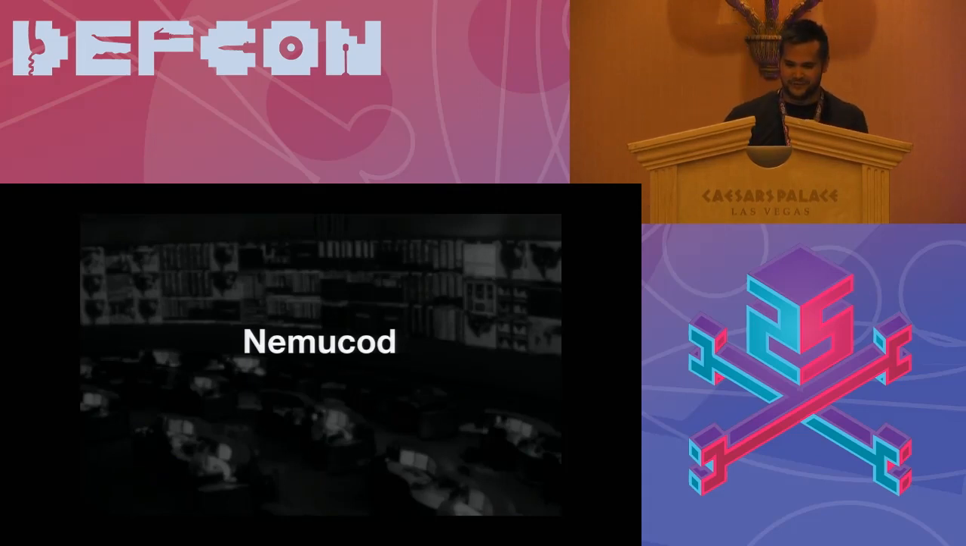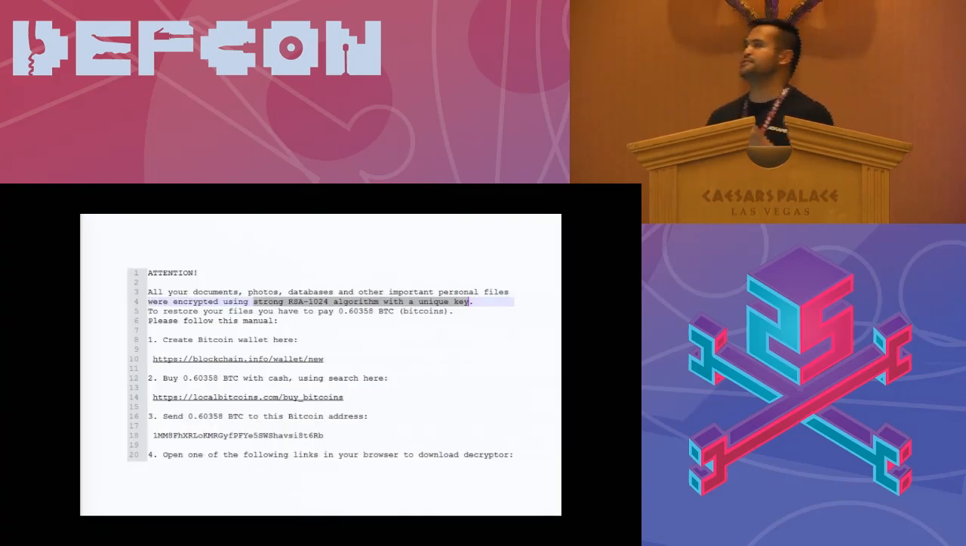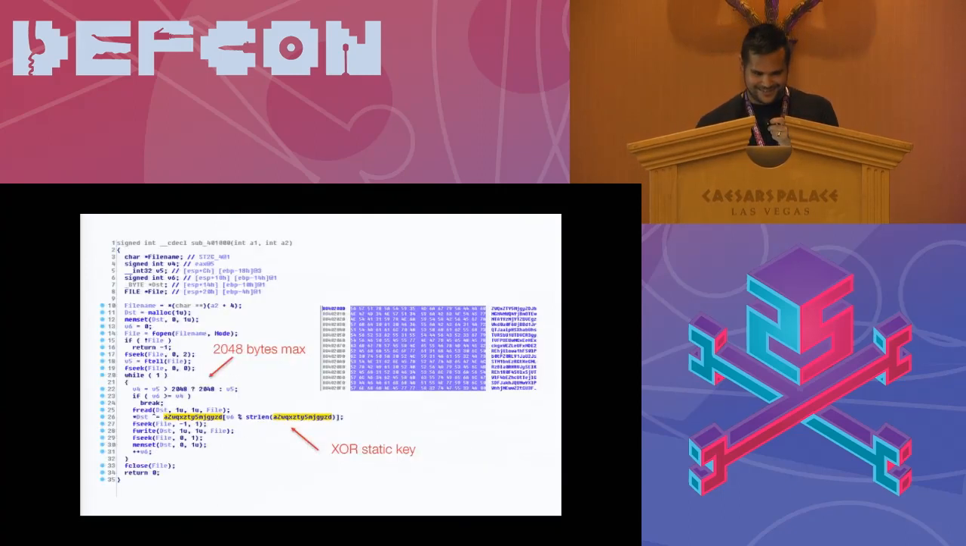Okay, so moving on to Nemucod. Here's our ransom note. And here they're touting that they're using a strong RSA 1024 algorithm with a unique key. Okay, all right, well, we'll see. All right, so we jumped ahead a little bit in this case here. What you're seeing here is a pseudocode representation of what is essentially the enumeration and the encryption function.